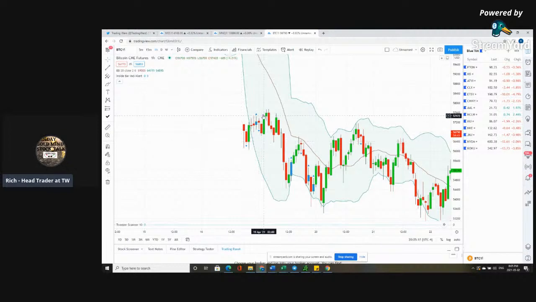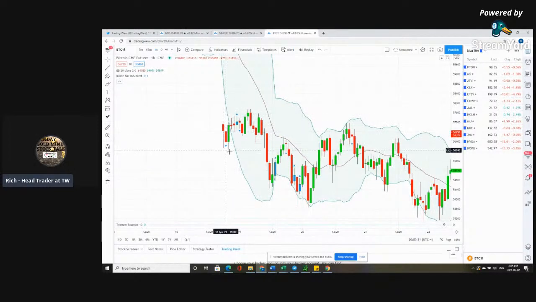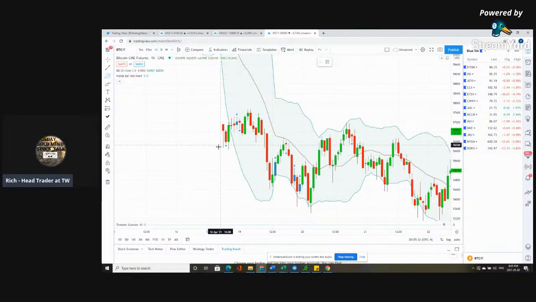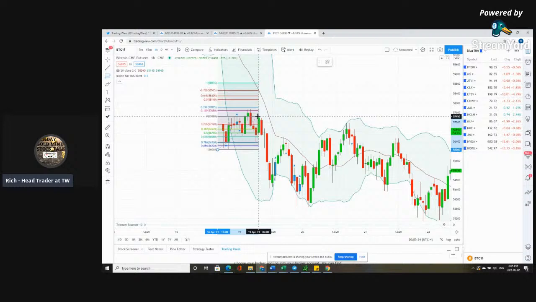So what we want to do is we always want to find impulsive legs, and then we want to use a Fibonacci to draw them, okay? So what we can see here is we had a gap down, and then we had this push up. You see this? We had it almost like a double bottom pattern right here, and then we pushed up. So anytime we have an impulsive leg, we want to take the Fibonacci from the swing low to the swing high like this, okay? So from the lowest point to the highest point, okay?